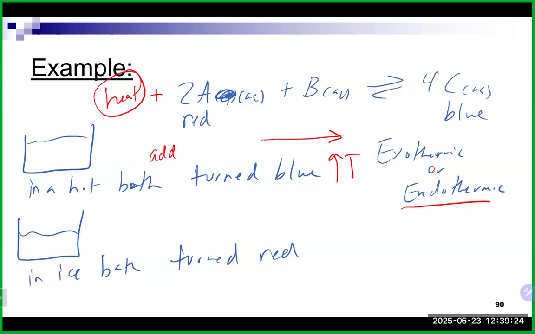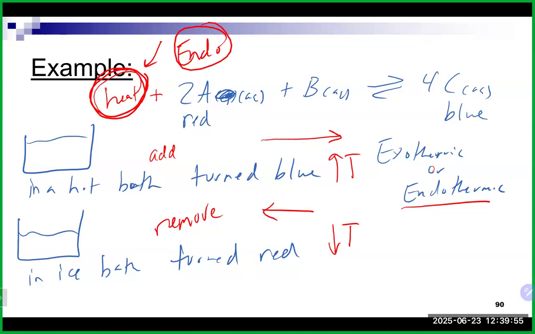The second one here, I put it in an ice bath, and that means that it is decreasing the temperature or removing, if you will. And it turned red, which meant it shifted to the left in this case. And when we remove something, it goes towards it, which would tell me my second observation that the heat is over here on the reactant side. By the way, they both agree, which they should, right, in this case. And because it's on the reactant side, this would be an endothermic reaction, yeah?